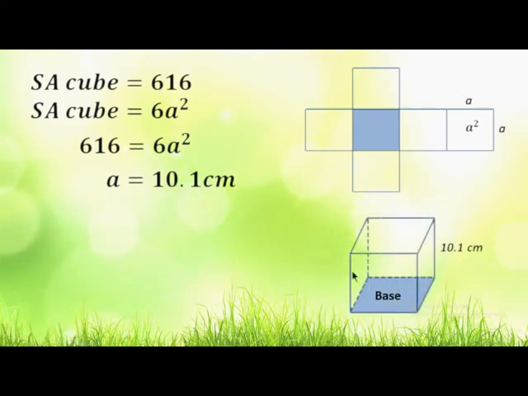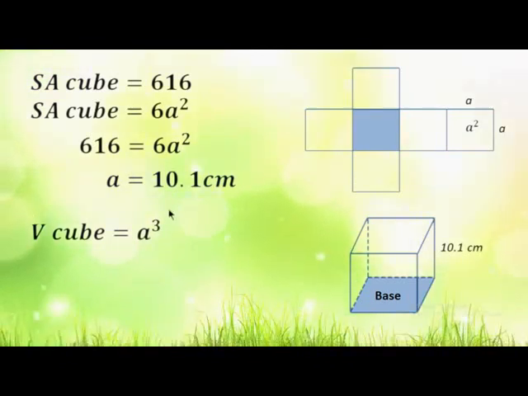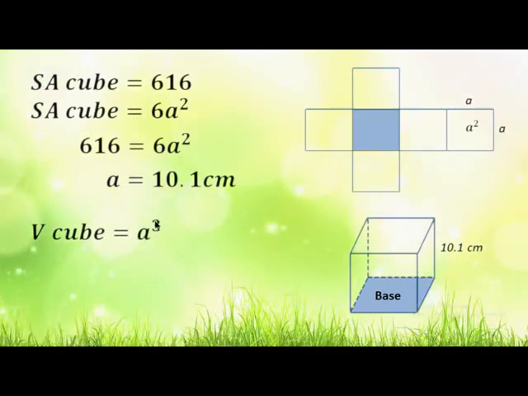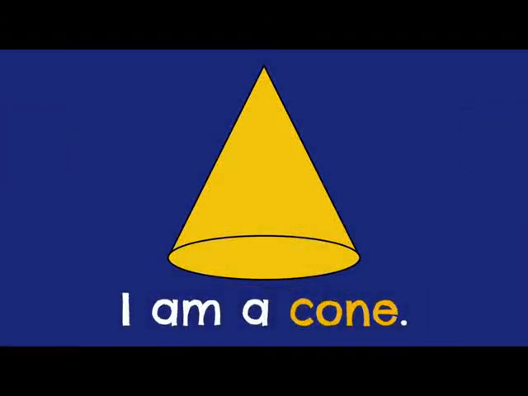So this is the cube. The side is 10.1 centimeters. Since we know the value of the side, we can find the volume of the cube, which equals the side cubed, or A cube, since A is the side. So the volume of the cube equals 10.1 cubed. So the volume of the cube is actually 1030.3 centimeters cube.